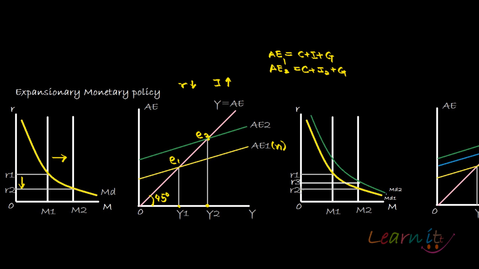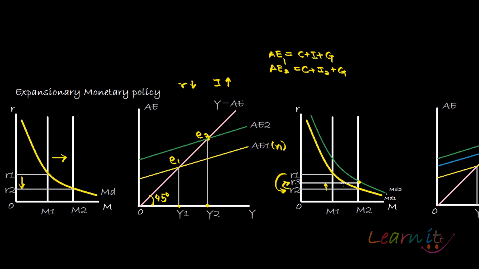And the moment it increases, what will happen is that the equilibrium interest rate, which has shifted from R1 to R2, will shift upwards from R2 to R3. You get the point? It will again shift upwards from R2 to R3 like this.